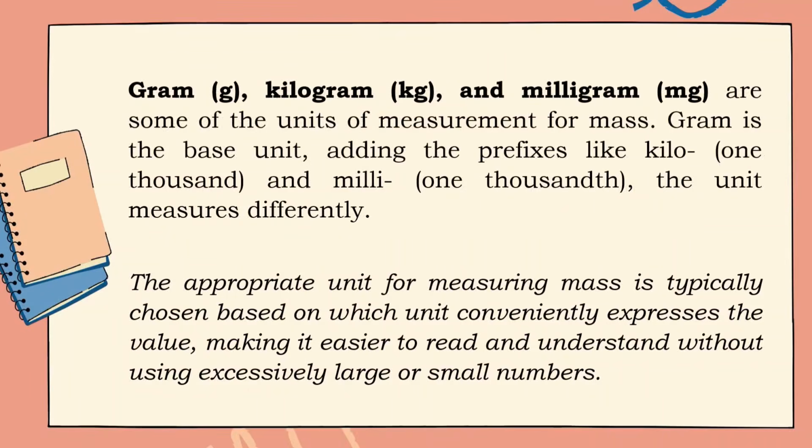Gram, kilogram, and milligram are some of the units of measurement for mass. Gram is the base unit. Adding the prefixes like kilo and milli, the unit measures differently. The appropriate unit for measuring mass is typically chosen based on which unit conveniently expresses the value, making it easier to read and understand without using excessively large or small numbers.